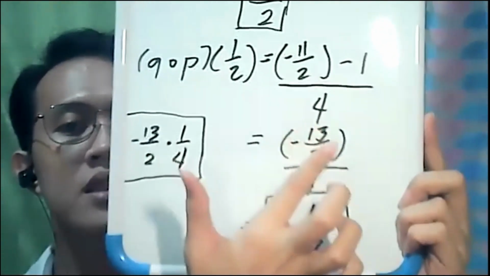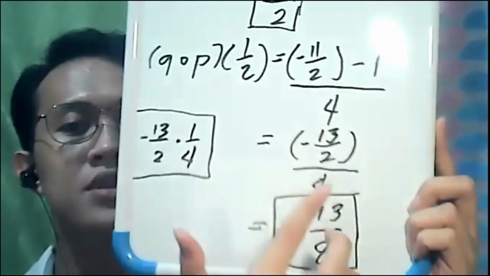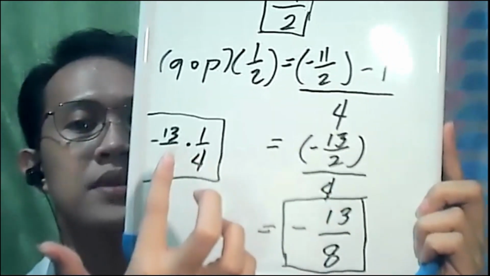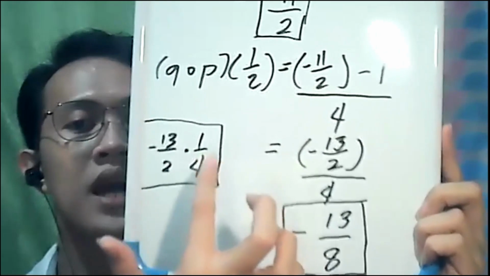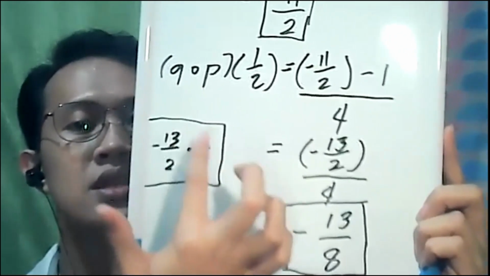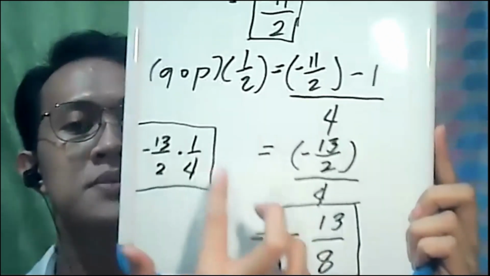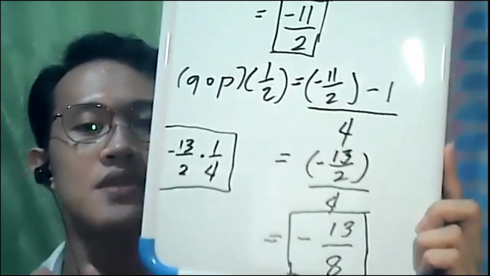How did I do that? This one, negative 13 over 2 all over 4. I do it like this. Negative 13 over 2 times 1 over 4. Negative 13 times 1, that's negative 13. 2 times 4, that's 8. So therefore, our answer is negative 13 over 8. I showed you there a different solution.